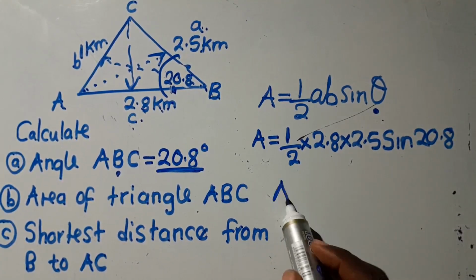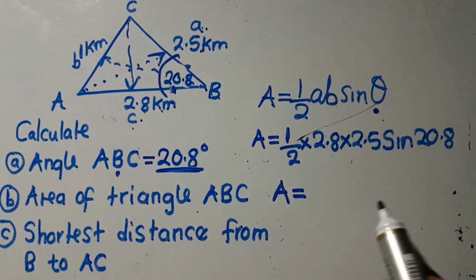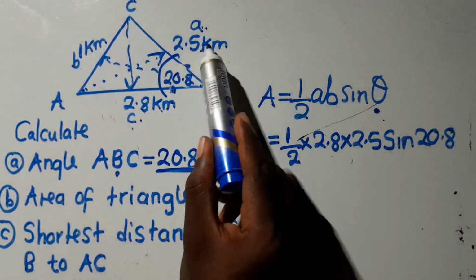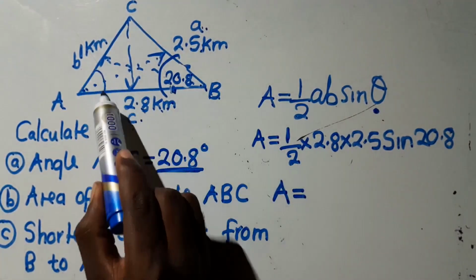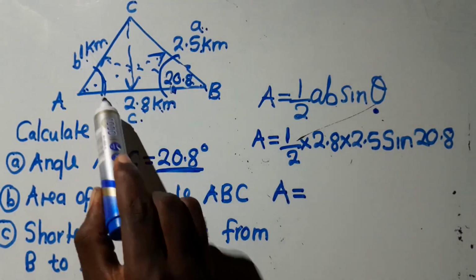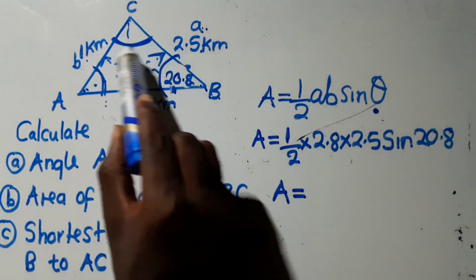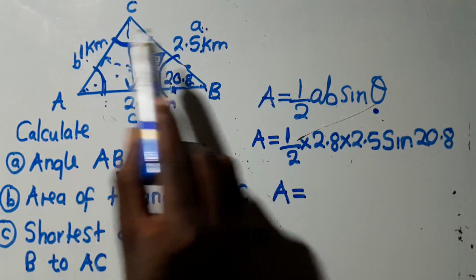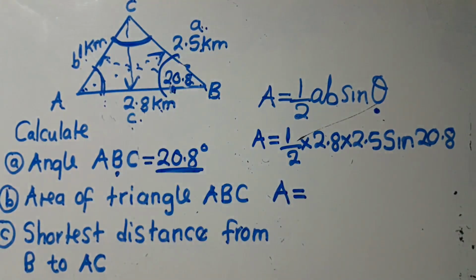Then I just say area is now equal to. So if I get this theta, these two sides. If the angle is here, which means I get these two sides. If the angle is there, which was given, I get these two. So make sure that you get this and understand this.